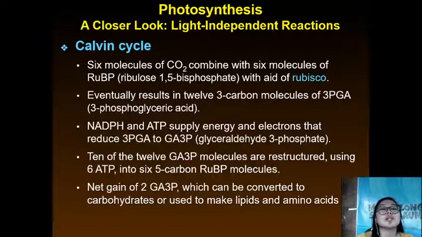So 6 molecules of carbon dioxide combined with 6 molecules of ribulose 1,5-bisphosphate with the aid of rubisco.